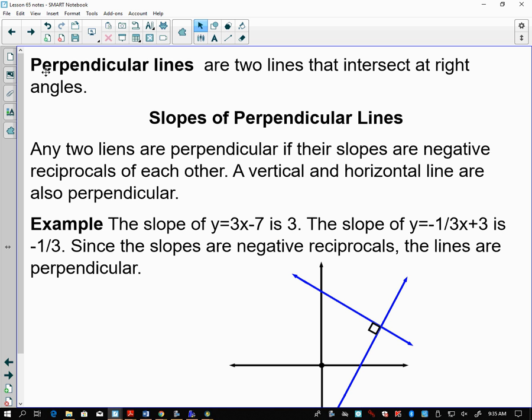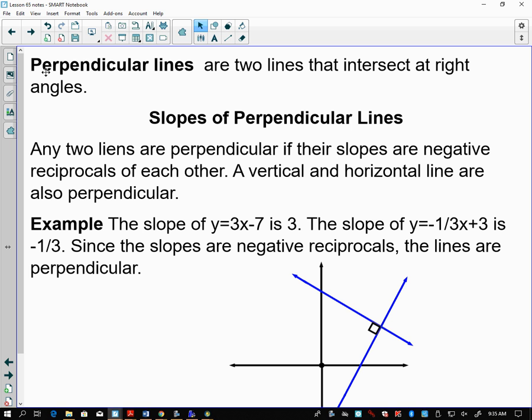Perpendicular lines are 2 lines that do intersect, but they intersect very specifically at right angles. We can make all kinds of intersecting lines, but not all lines intersect at right angles. Any 2 lines, and I've misspelled lines there, I apologize, are perpendicular if their slopes are negative reciprocals of each other. So it says negative reciprocals. How I prefer to say it is opposite reciprocals.